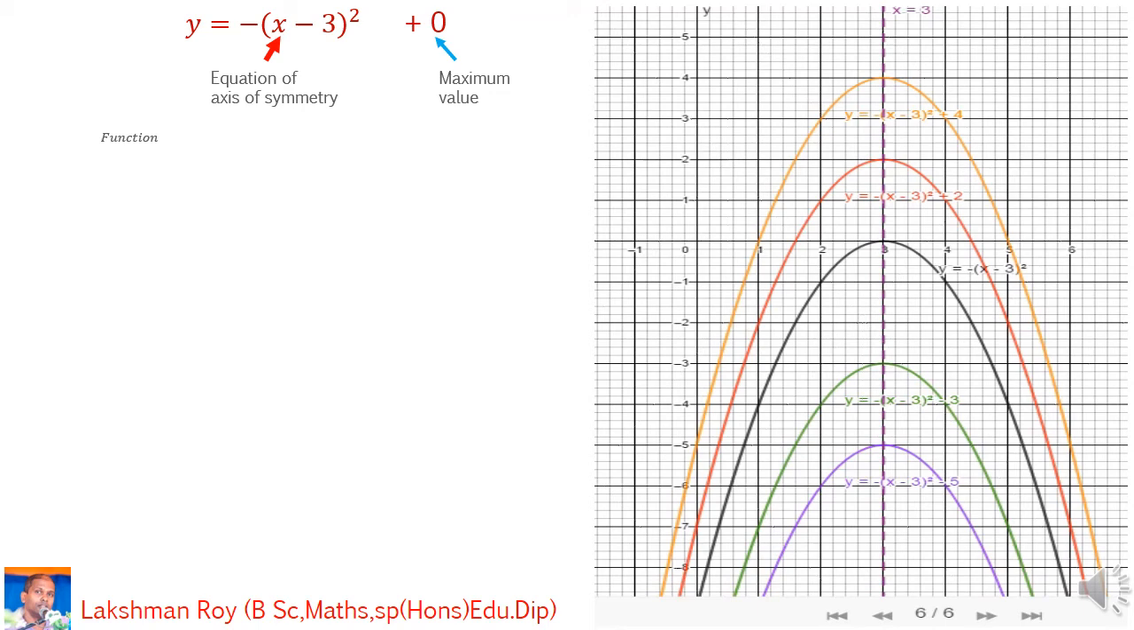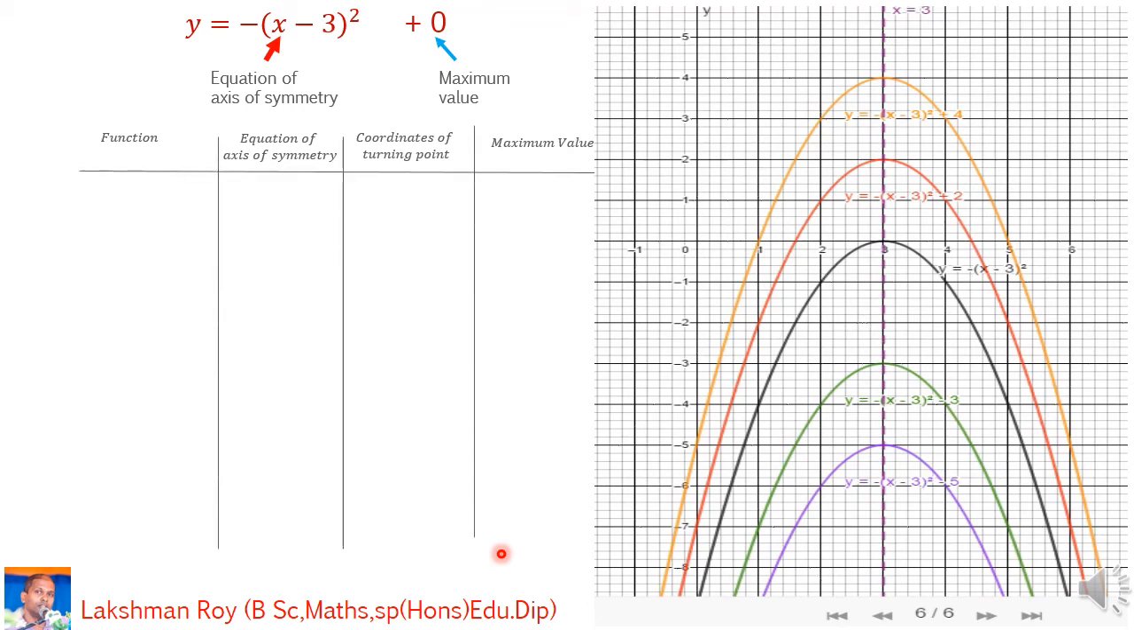Now let's see, students, what happens when the function is given. Now let's see the function, and you can find the equation of the axis of symmetry, the coordinates of the turning point and the maximum value. Let's see the first graph, y equals negative (x minus 3) squared. So this is a curve. What is the equation of the axis of symmetry? You can see every graph has x equals 3, so you can write that in every graph the equation of the axis of symmetry is x equals 3.